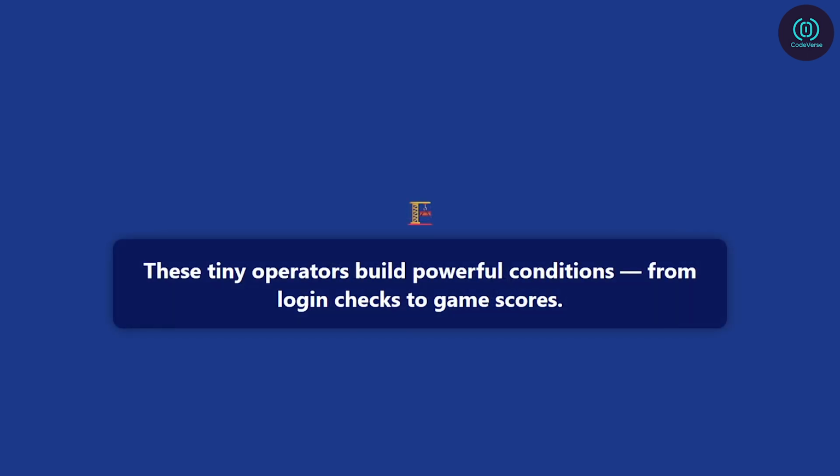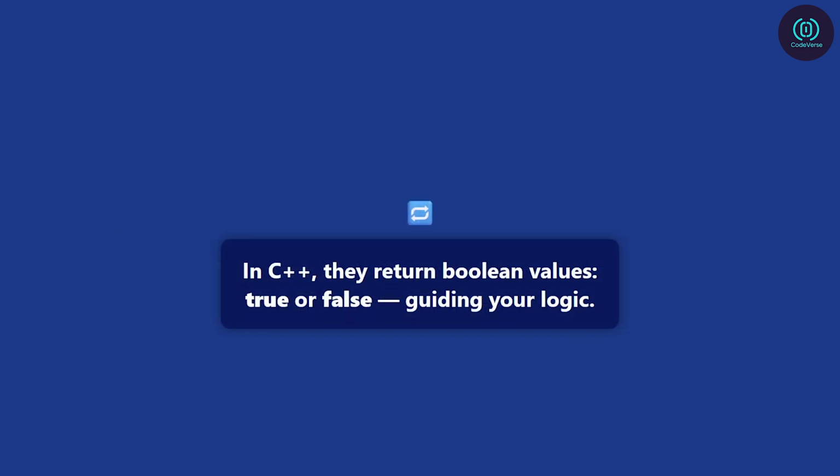These operators might look small, but they form the foundation of all conditions. Whether you're checking a password, validating input, or comparing scores in a game. In C++, each of these comparisons evaluates to a Boolean, true for yes, false for no.